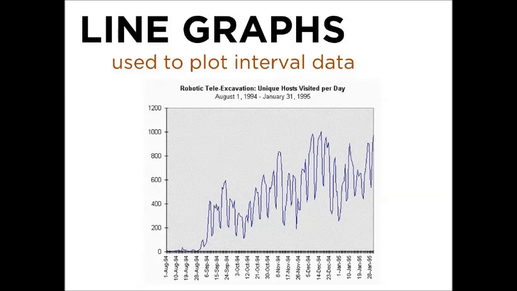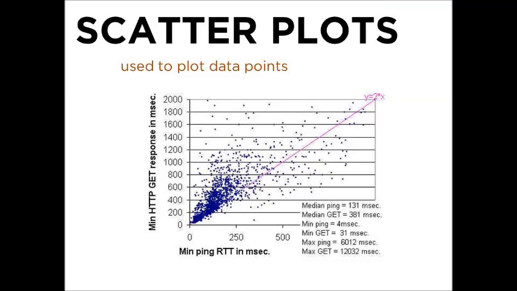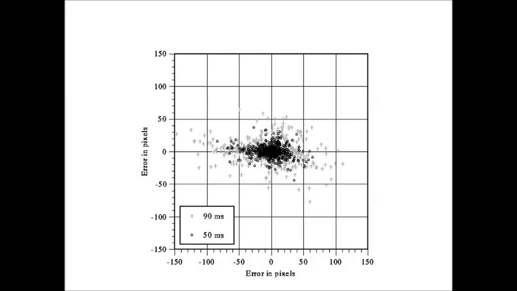I won't be asking you to produce the next few types of data displays from Module 2 for this week, but I want to introduce them to you. Line graphs or line charts are used to plot interval data, as you can see in this example and this example. Scatter plots plot or map data points to help us visually identify trends, like this example and this example.